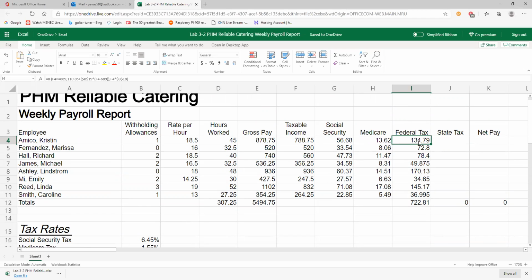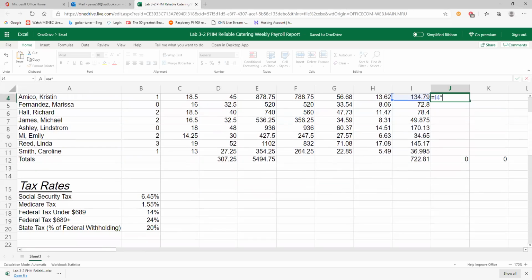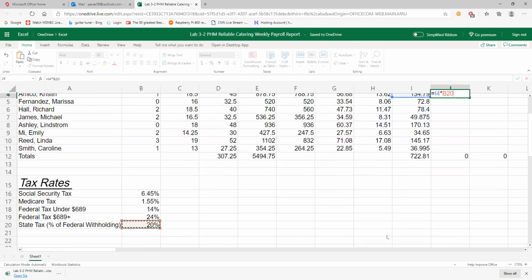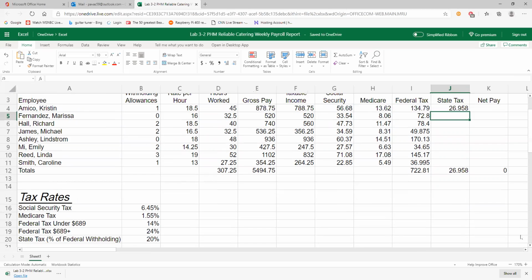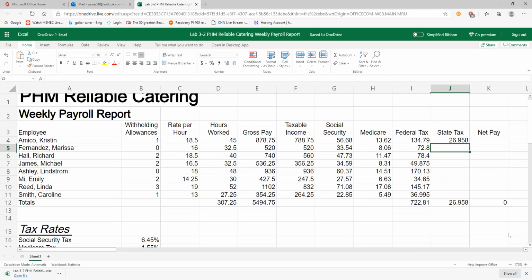So the federal tax is this. So 20% is going to be right here. So it's going to be equals this amount times right here, this. Enter. Let me check. So 2696.